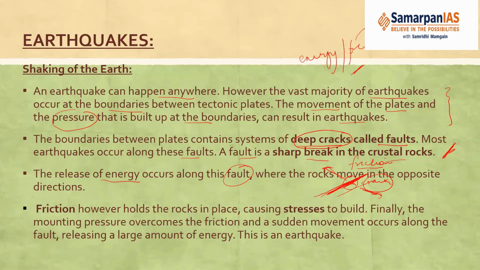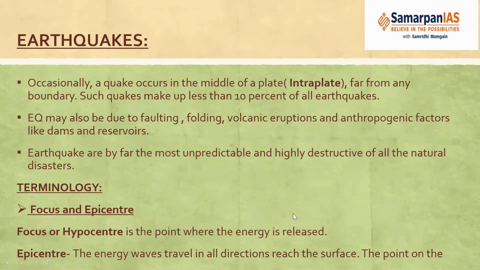So the force of friction binds the rocks on both sides. But there is continuous pressure from beneath, because energy is there. And what happens when this pressure from beneath the earth exceeds the force of friction? When this exceeds, then suddenly there is a sudden movement. The rocks move in opposite directions. And the earthquake happens.